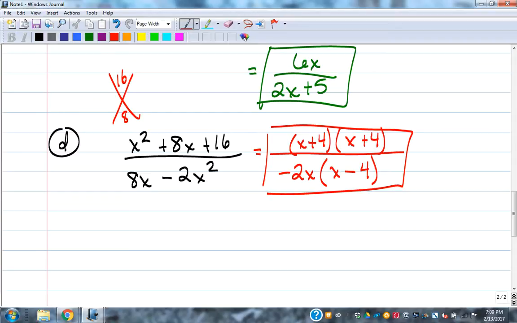Your book may leave it in the original form just because it didn't do that. But the factoring had to be done sometime in the background to know if that would even simplify or not. Sometimes they do, sometimes they don't. Most of the time they do. There's going to be rare that they don't. But it is possible. So I threw that one in there.